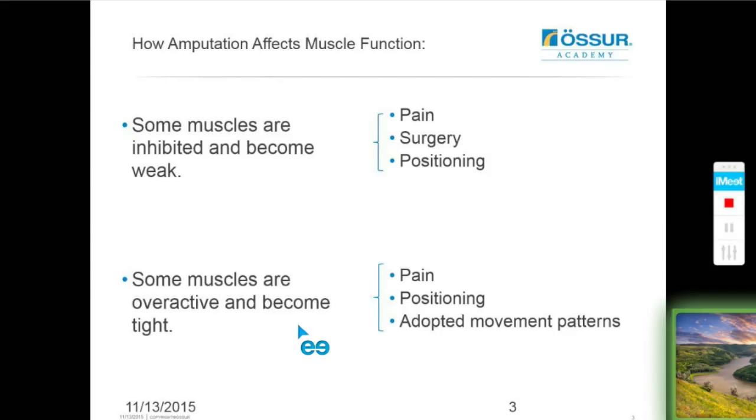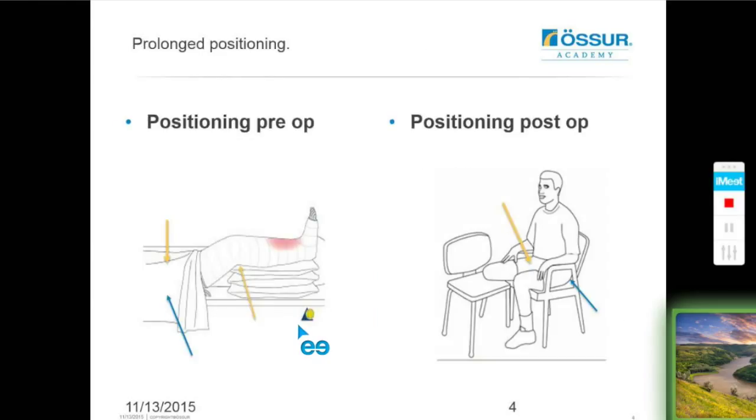The actual amputation will affect muscle function in a couple of ways. Firstly, some muscles will become inhibited and weak, and other muscles will become overactive and tight. This is due to the pain of the surgery and the pain in the stump after the surgery, the actual surgery and which muscles are cut and not cut, positioning pre and post-operatively, and adopted movement patterns which happen after the amputation as well. We'll be looking at all those things in a little bit more detail right now.